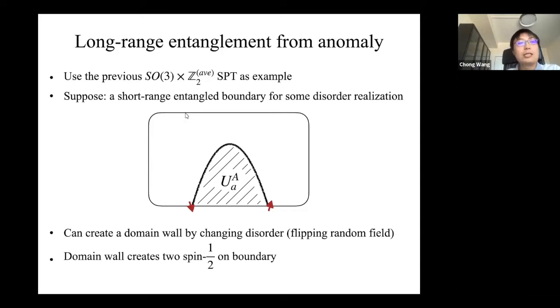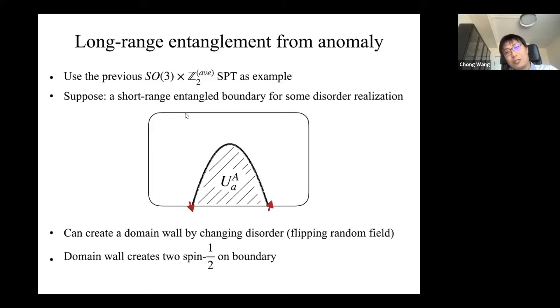Then you say, what about this case? Let's suppose that for some disorder realization, the system, even with the boundary, is short-range entangled, with only exponentially decaying correlation functions with a finite correlation length, and it has a clear gap. Suppose that happens for some disorder realization, and let's see what happens. Well, that alone actually doesn't give you any contradiction. It seems fine.